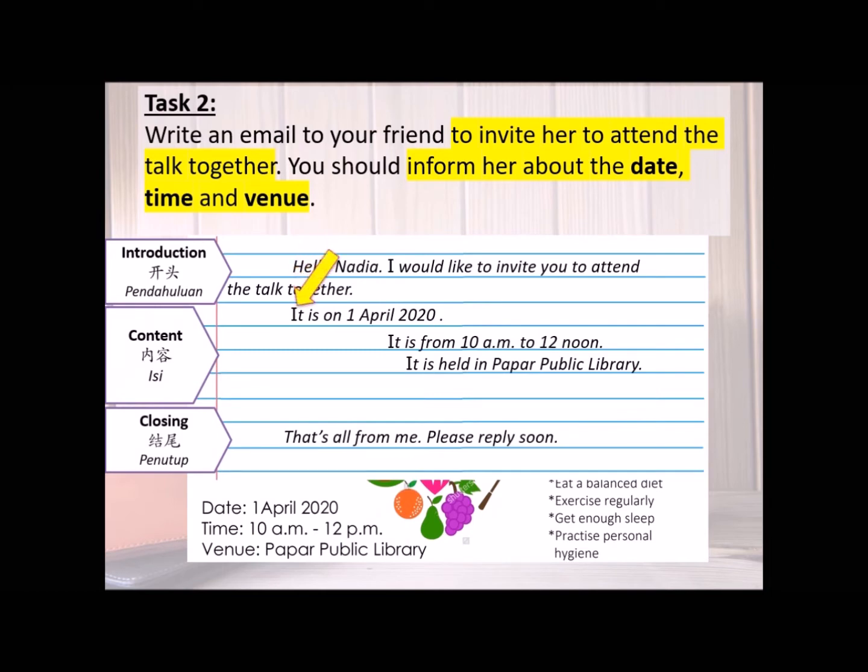The first one. It is on 1st April 2020. This is about the date. You can tell your friend more by adding things like, what day is it? Do you have to go to school? Which is on Saturday. We do not have to go to school.